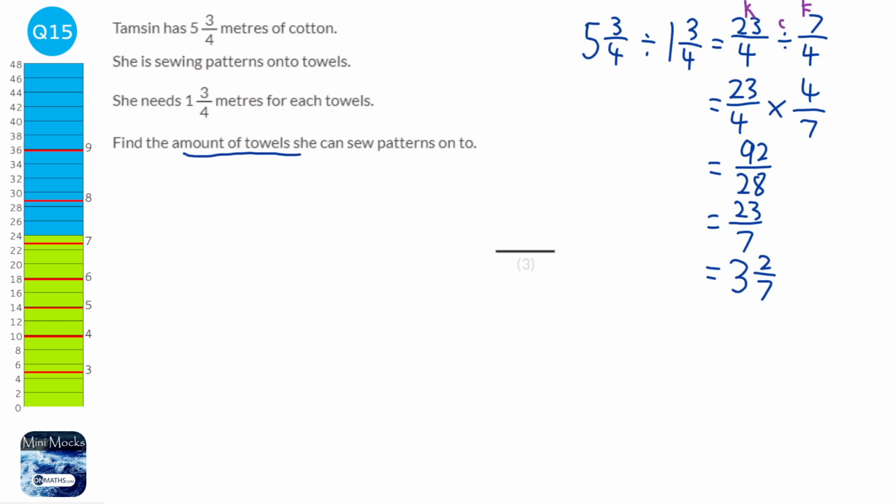Now the issue here is that she will do 3 whole towels, but then have some left over, but she doesn't have enough to create a 4th towel, so it's just going to be 3 as an answer.